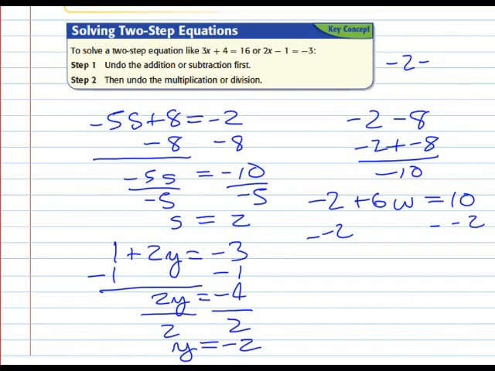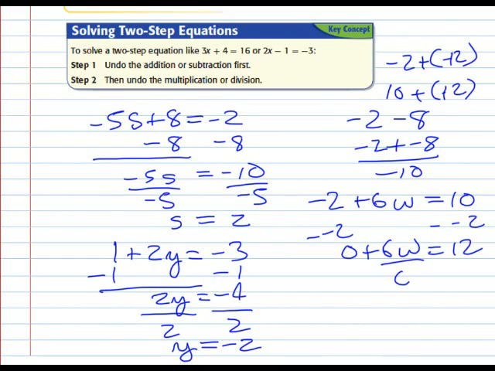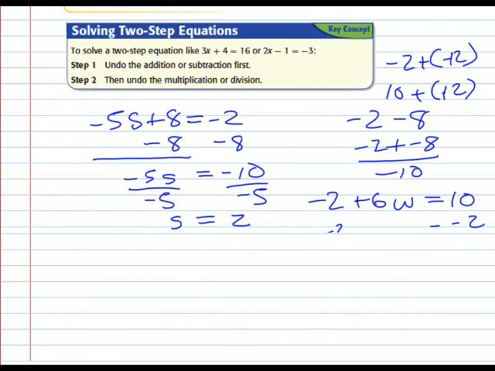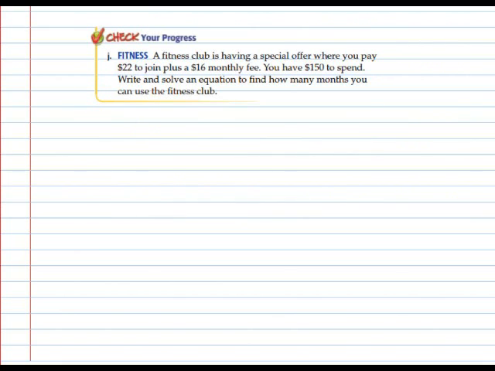I'm going to subtract negative 2 from both sides. This is a little tricky. Negative 2 minus a negative 2 is the same as negative 2 plus 2, which gives me 0 plus 6w. 10 minus a negative 2 actually gives me 12. Divide both sides of my equation by 6. W equals 2.